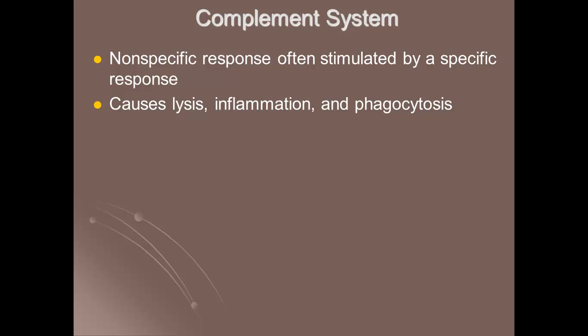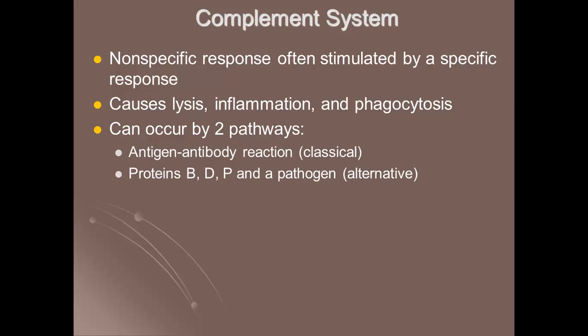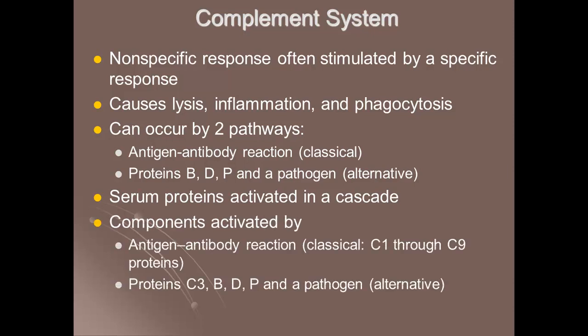The complement system works with 2 different pathways. The antigen-antibody reaction pathway, which is the classical, and the proteins B, D, and P with a pathogen, and that is your alternative pathway. The serum proteins are then activated in a cascade. The components that are activated in the classical pathway are C1 through C9 proteins, and in the alternative pathway, it's C3, B, D, P, and a pathogen.